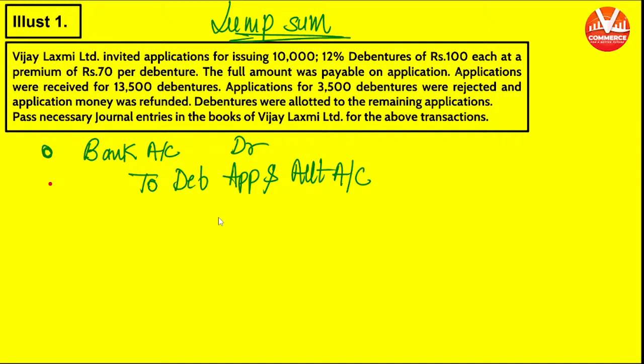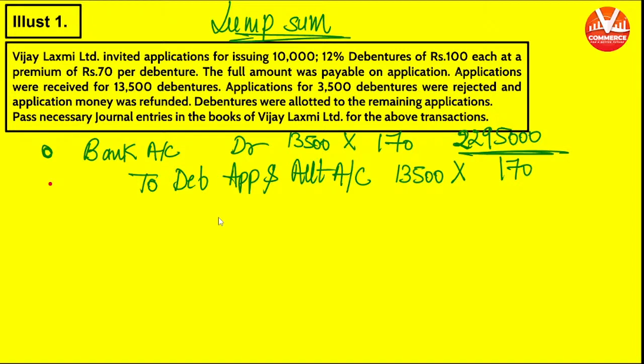We are receiving 170 rupees on 13,500 shares, because applications are received for 13,500. So this is the first entry, bank account debit to debenture application and allotment. एक मिनट क्या हुआ? Yes. So what will be the amount? Let me calculate it. 13,500 multiplied by 170 is 22,95,000.